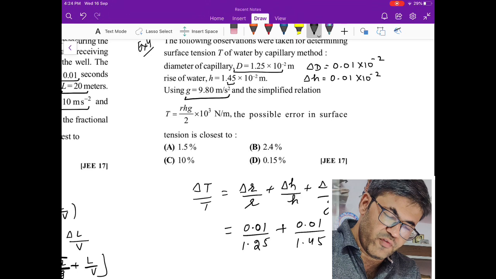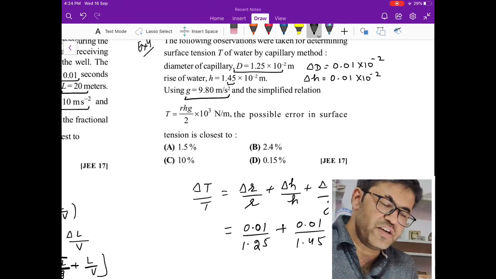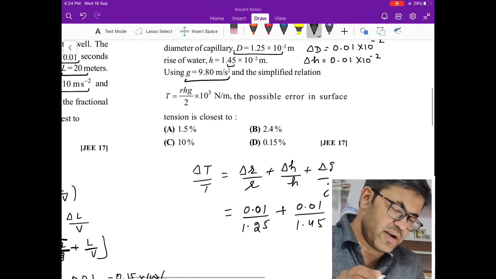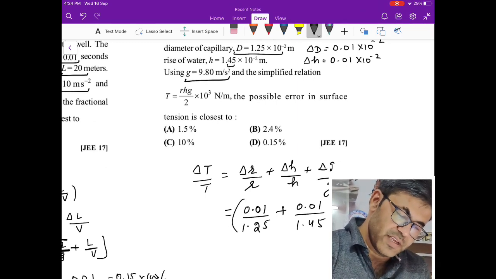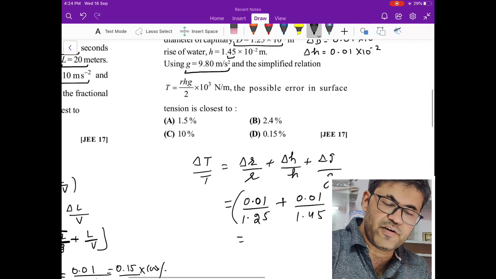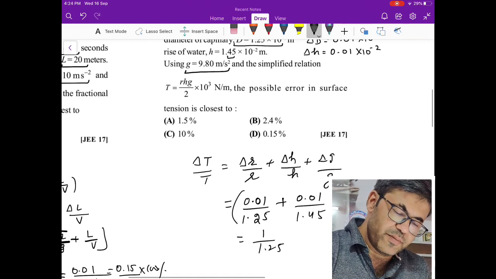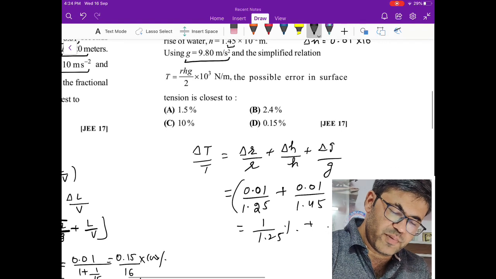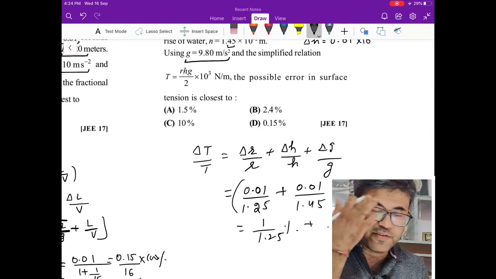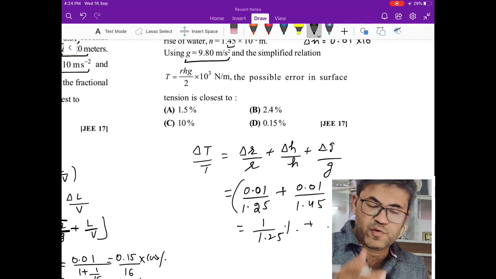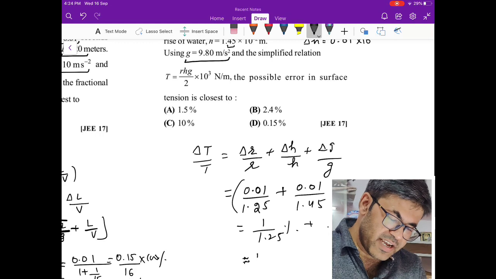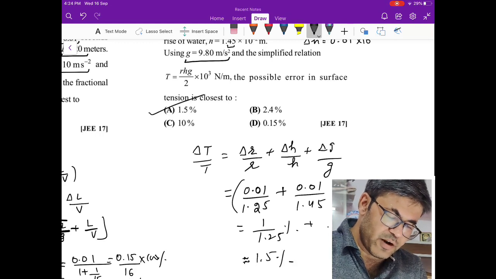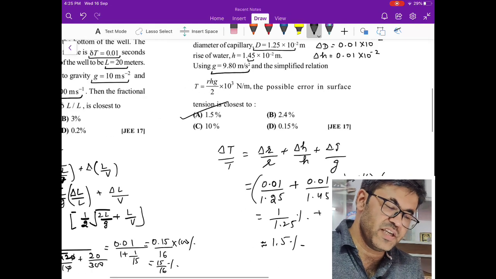And delta g by g, if you take 0.01 upon 9.8, if you wish, I am not taking it, I am taking it to be constant. If you take, I think though it won't matter here, for percentage, multiplied by 100%. So if I multiply it by 100%, it is 1 upon 1.25%, and it is 1 upon 1.45%. So this would be, we can say 4 by 5.8%, and it would be 0.6 something, so it would be 1.4 closing, and so approximately if I make it out, it would be 1.5%. Go for option A for this particular case, again from JEE 17.